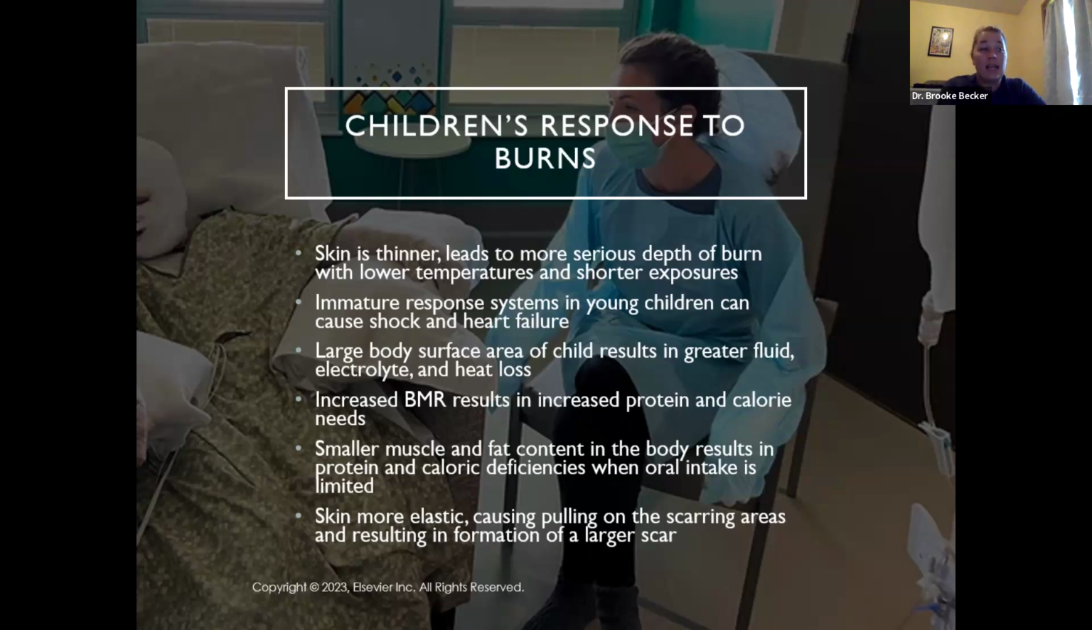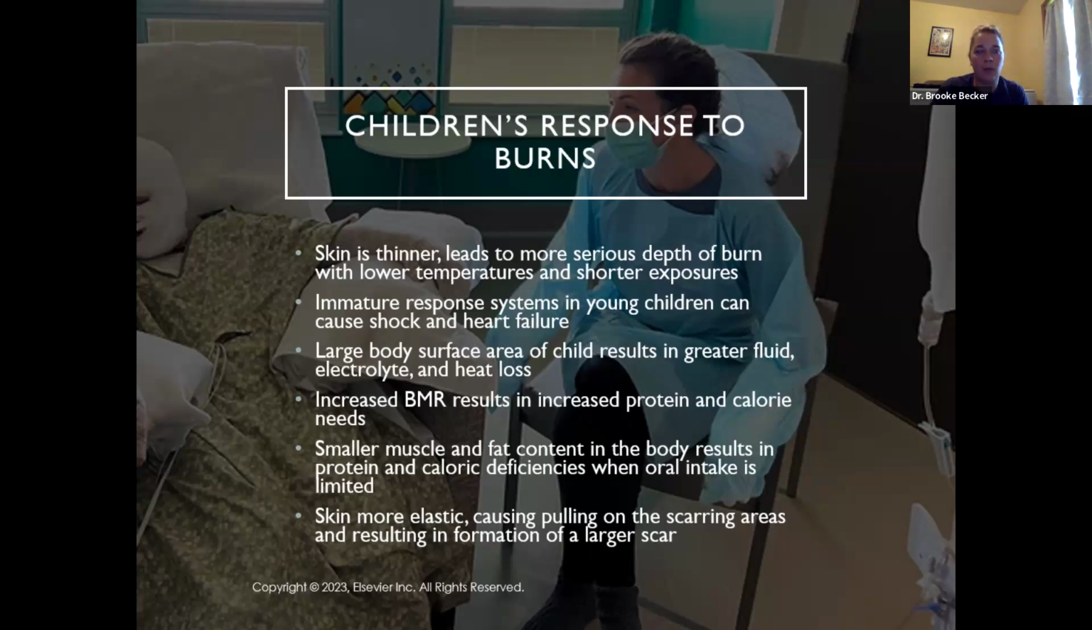So skin is more elastic after a burn. So what can happen is if you're pulling on that scarring area, like that kiddo has burns all over their body, they can't really reposition, but you try and pull on the back of their shirt or something to move them, which you shouldn't be doing. If you do that, it's going to pull on the skin that's scarring, and it's going to cause a larger scar to form.